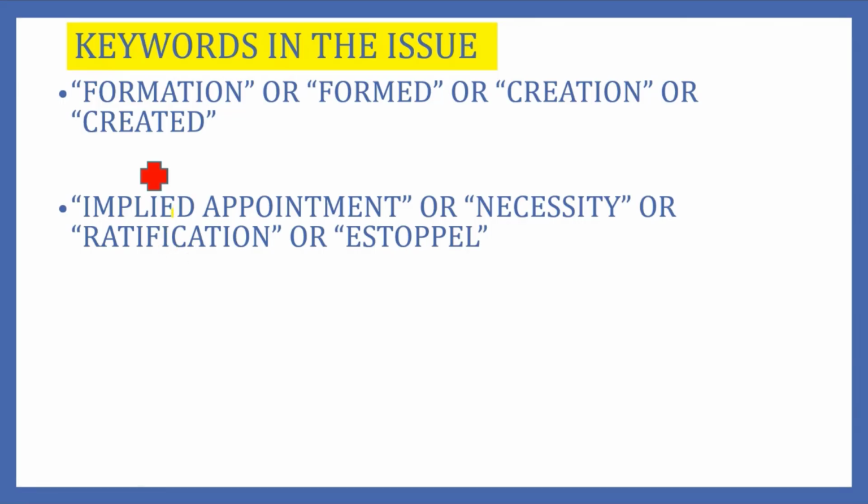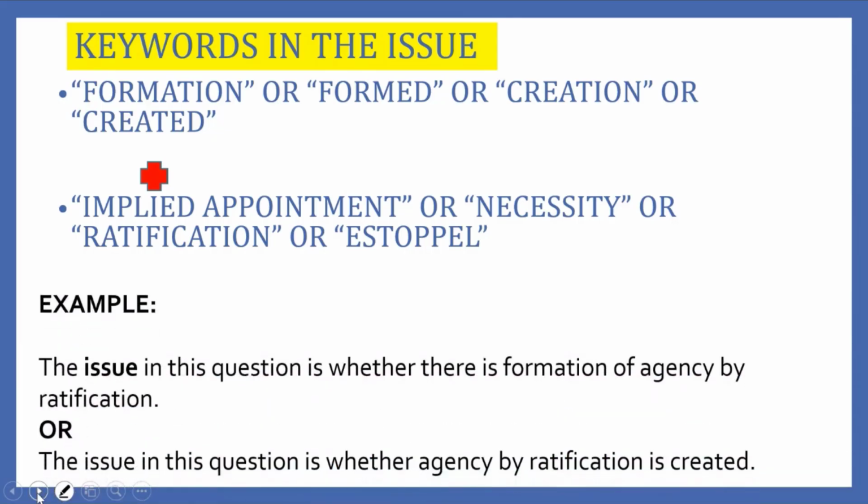If the question is regarding implied appointment, then of course include implied appointment. If the question is regarding necessity, put necessity. If the question is regarding ratification, put ratification. And estoppel if the question is regarding estoppel. So how do you construct your sentence? This is how you do it. The issue in this question is whether there is formation of agency by ratification.